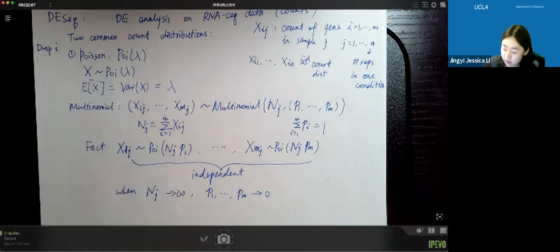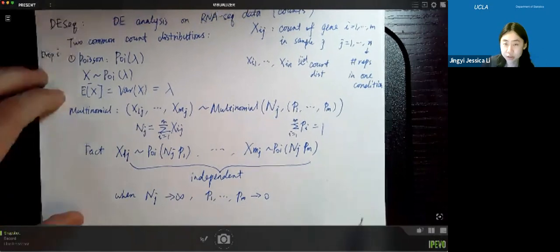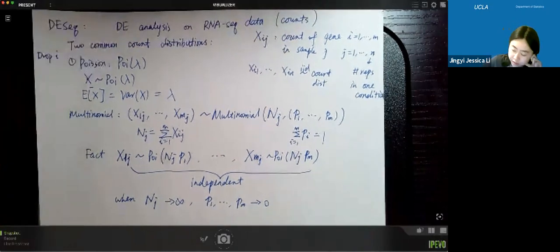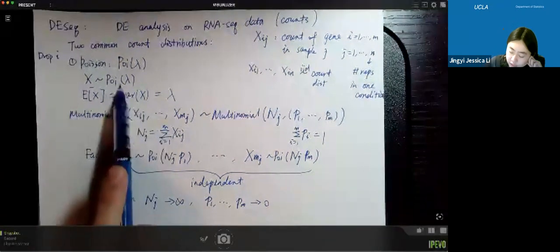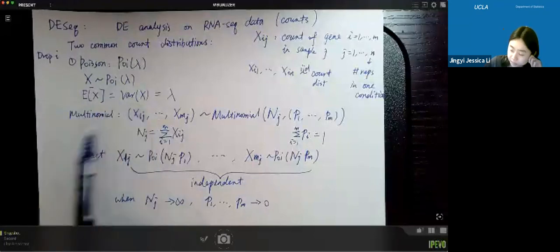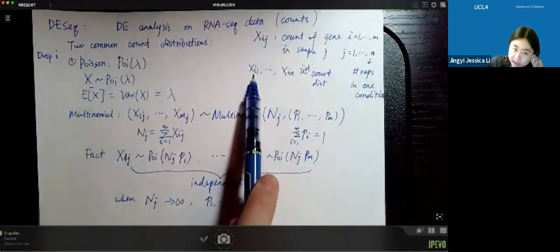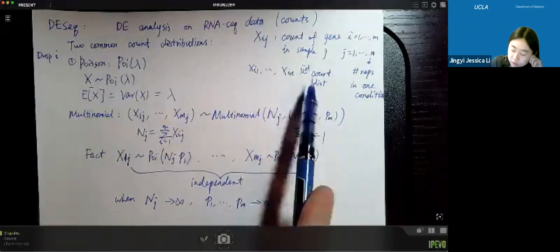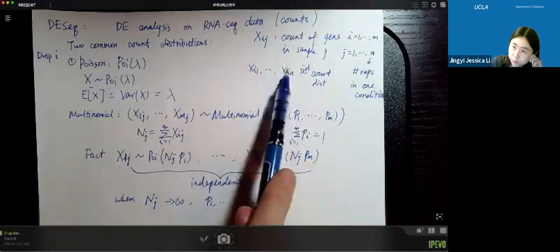But clearly, even though the theory is this, why do we not observe the Poisson distribution fitting the data well for one gene? Let's say we take one gene and look at its counts in different samples. So why doesn't Poisson fit that well?